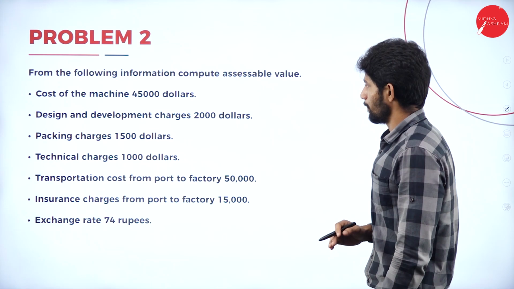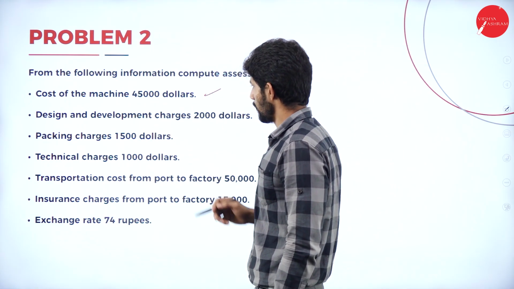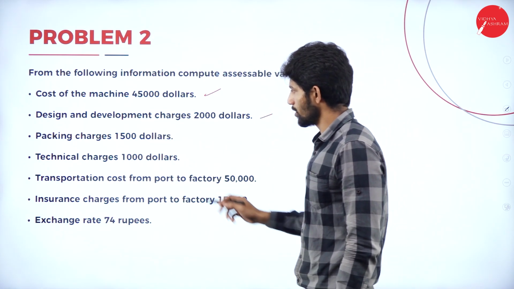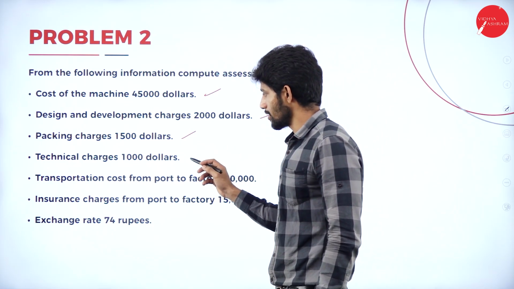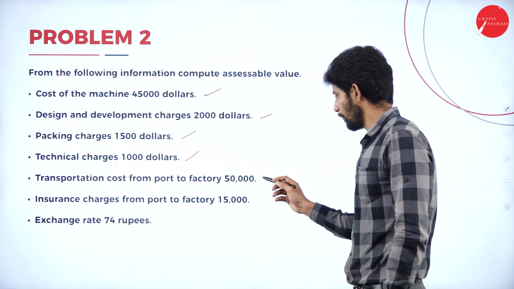From the following information, compute assessable value. Cost of the machine $45,000. Design and development charges $2,000. Packing charges $1,500. Technical charges $1,000. Transportation cost from port to factory.